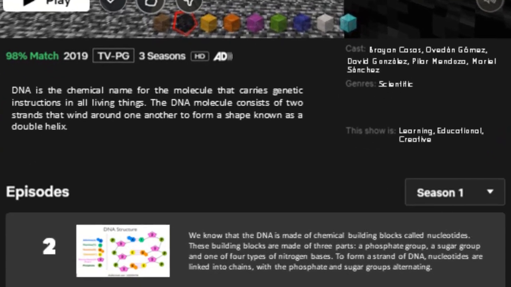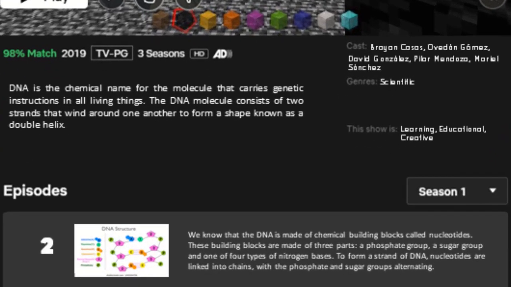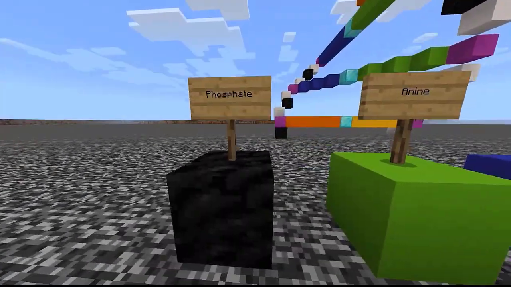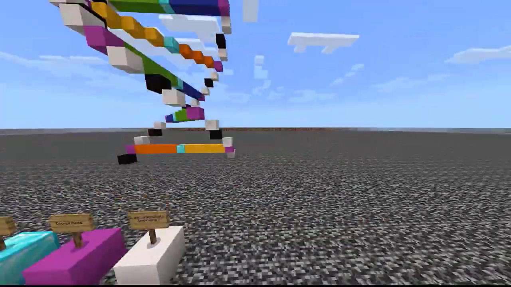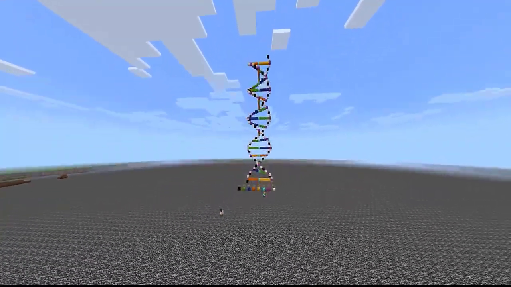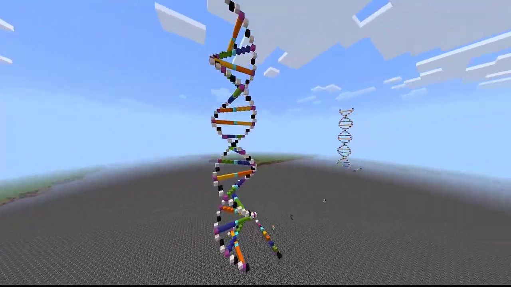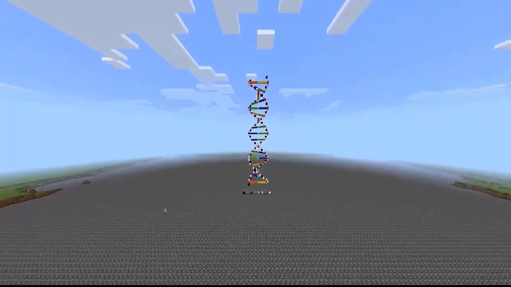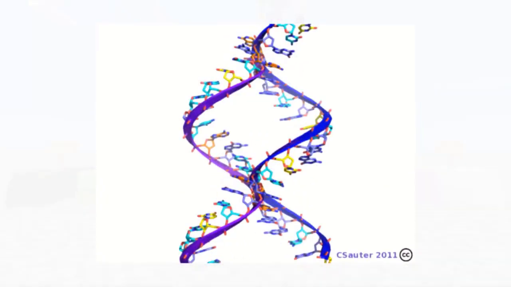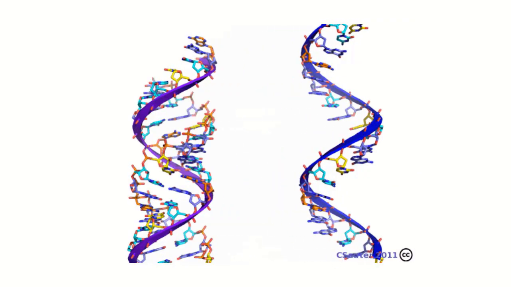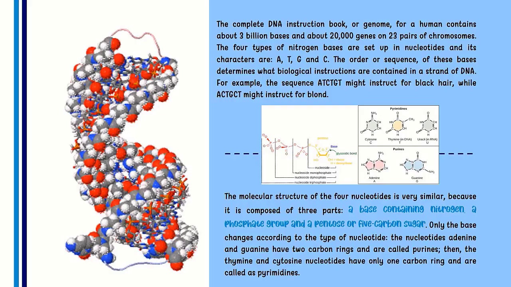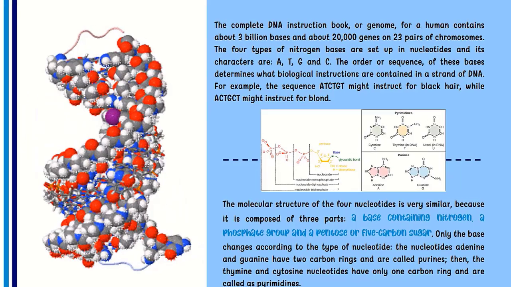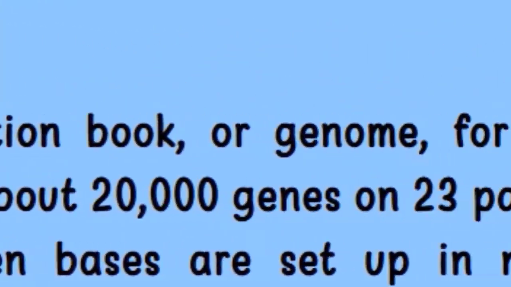Okay, now I'm going to talk about the structure and chemical composition. We know that DNA is made of chemical building blocks called nucleotides. These building blocks are made of three parts: a phosphate group, a sugar group, and one of the four types of nitrogen bases. To form a strand of DNA, nucleotides are linked into chains, with the phosphate and sugar groups alternating.